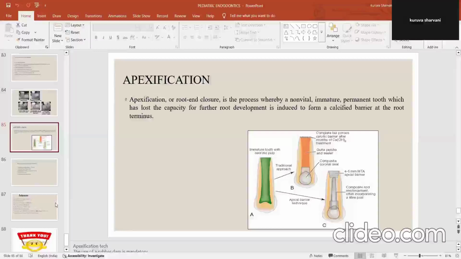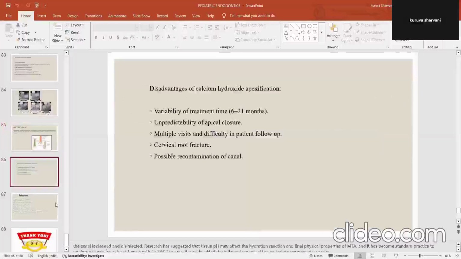Whenever you get the question of apexification, you are going to write the definition, followed by procedure, followed by indications, followed by Frank's criteria, which is very, very important. And the disadvantages of calcium hydroxide, as we discussed earlier.